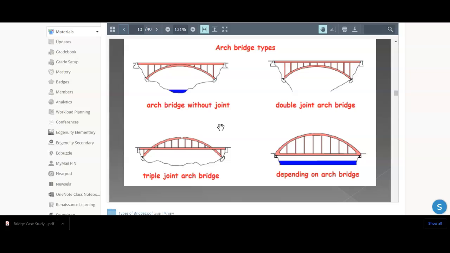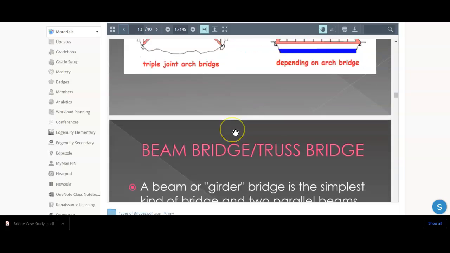Okay, here's some different types of arch bridges. You can pause the video and go ahead and read these. This is a bow bridge, bow arch, because it looks like a bow from a bow and arrow. And then you got triple joint, arch bridge without joint, and then double arch bridge.